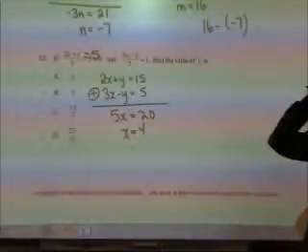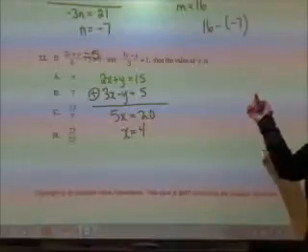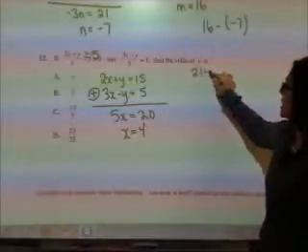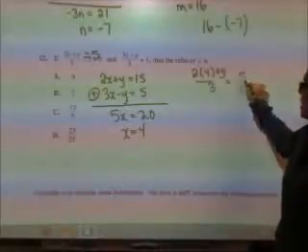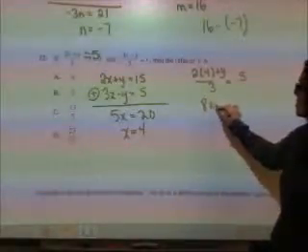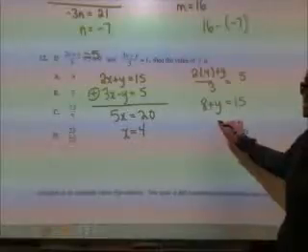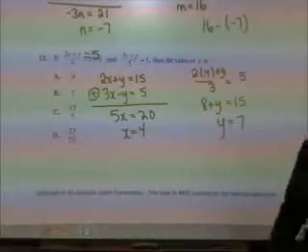Then I can solve for y, and I can use either equation. 2 times 4 plus y divided by 3 equals 5. So 8 plus y equals 15, and y equals 7.